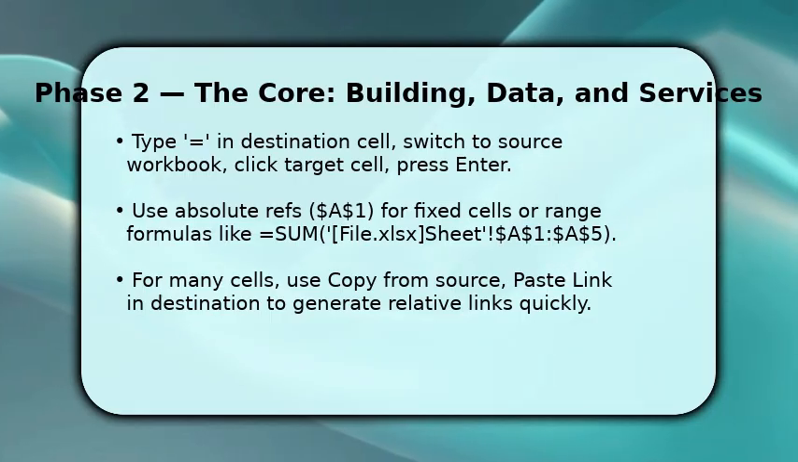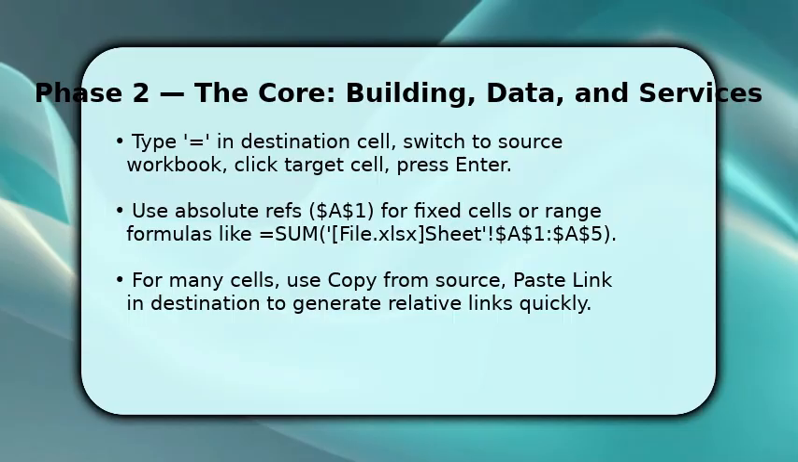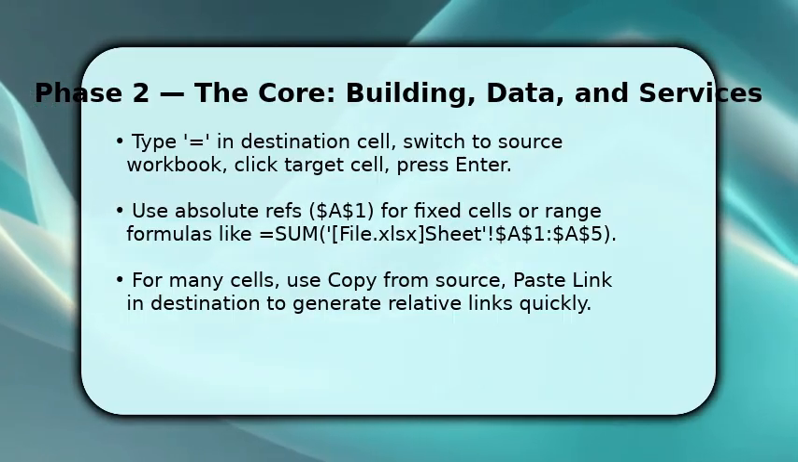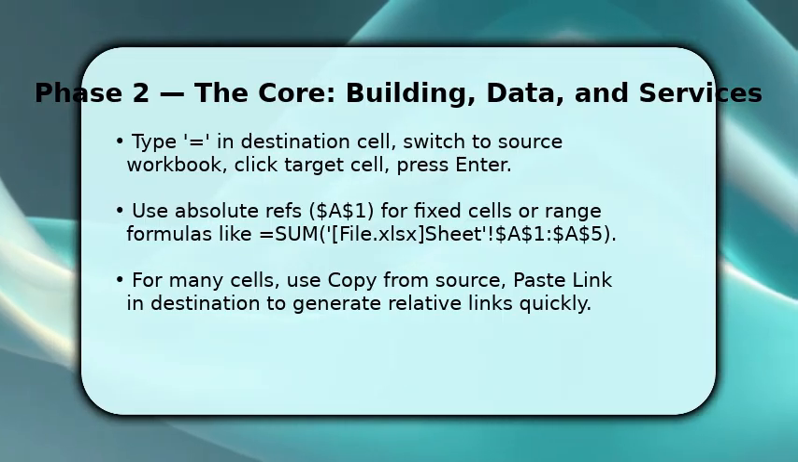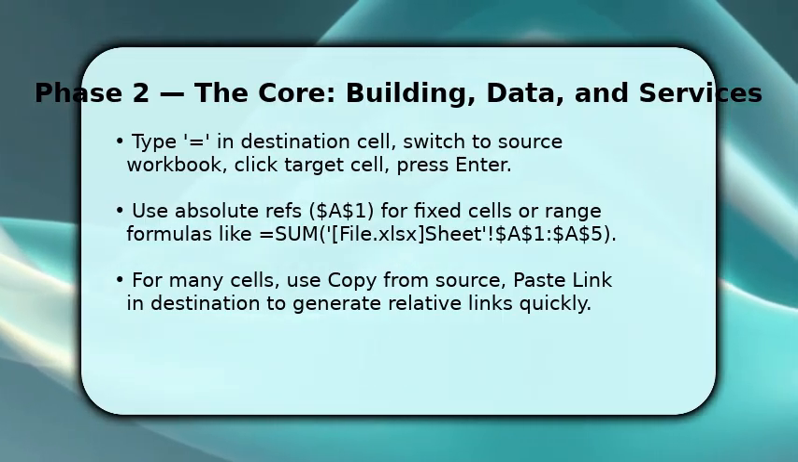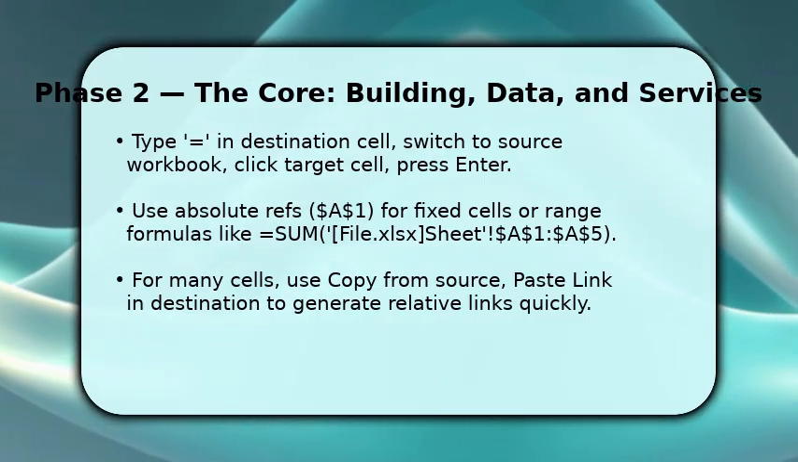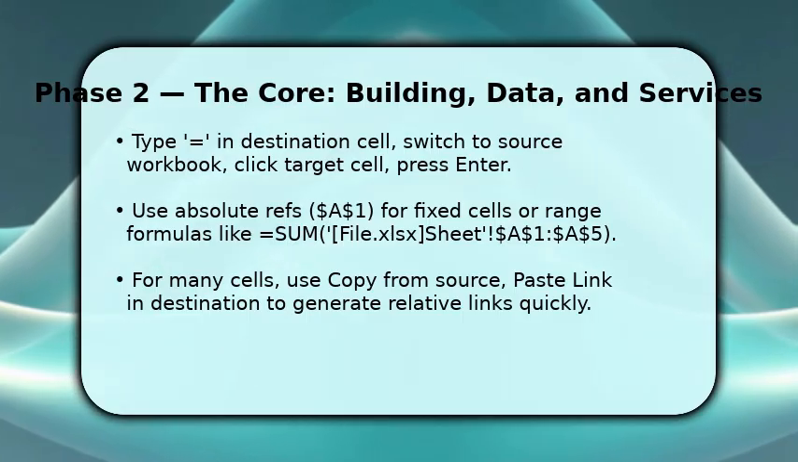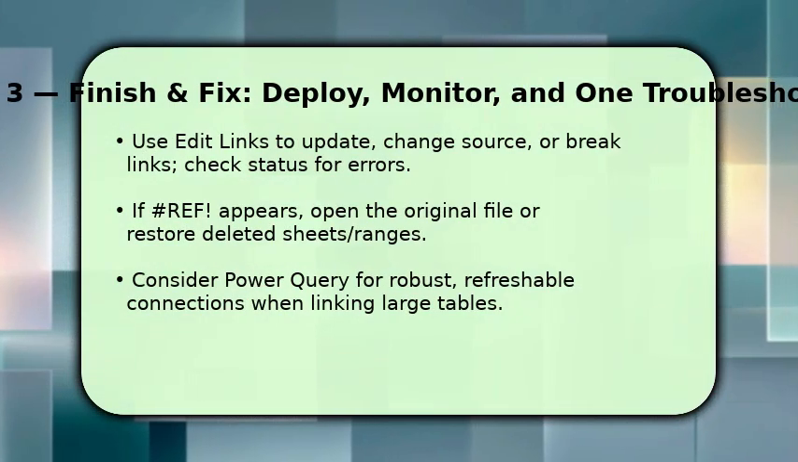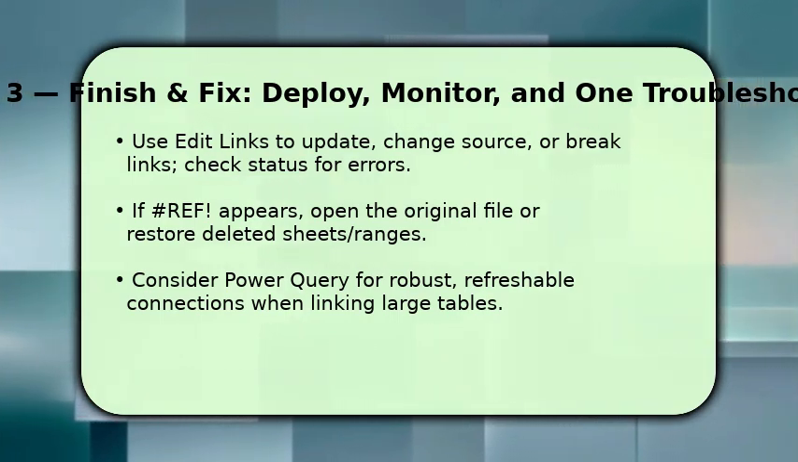Once you understand that, decide between absolute and relative references. Use $1 when the link must stay fixed, or leave it relative to copy across rows. For ranges, build formulas like SUM with the external range. If you need many linked cells, copy the source range and use Paste Special > Paste Link to populate links efficiently. You finish by reviewing links via Data > Edit Links to verify sources, update, or break connections.